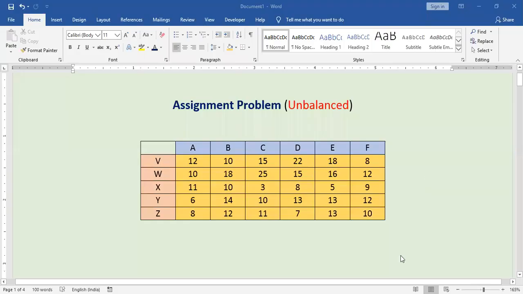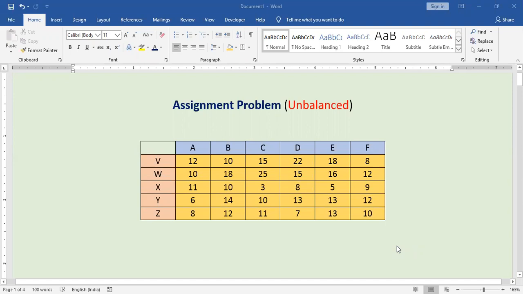So what exactly is happening? We have six cities, A, B, C, D, E, F, and on the other side, we have five cities, V, W, X, Y, Z. In the six cities, we have one truck deficient. That means we are short one truck for transportation. But in the cities V, W, X, Y, Z, we have one extra truck. So what happened? I have to send these extra trucks to the deficient city. I have to send the extra trucks from V, W, X, Y, Z to A, B, C, D, E, F. This is my problem.